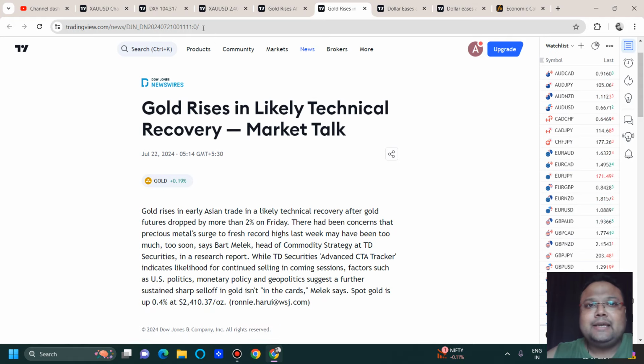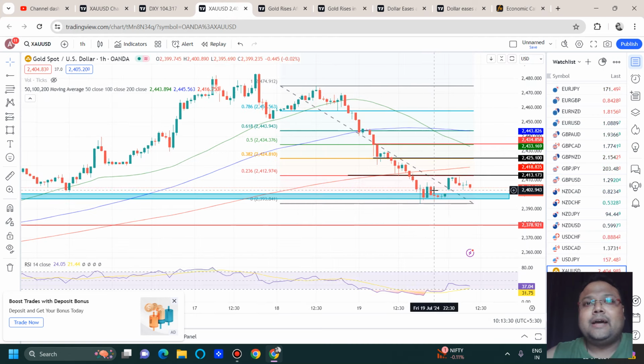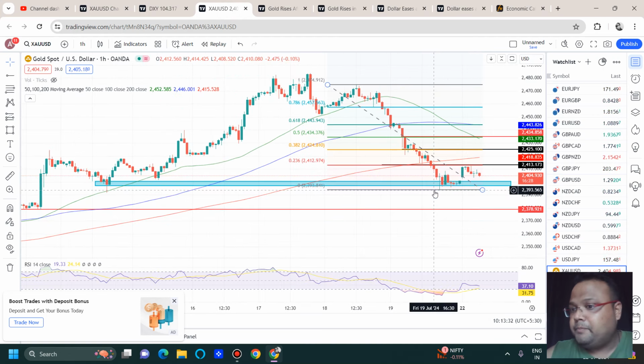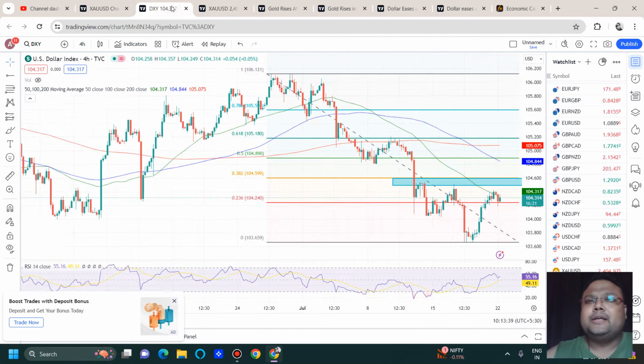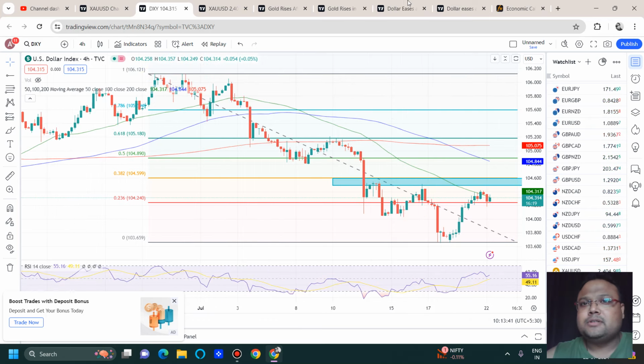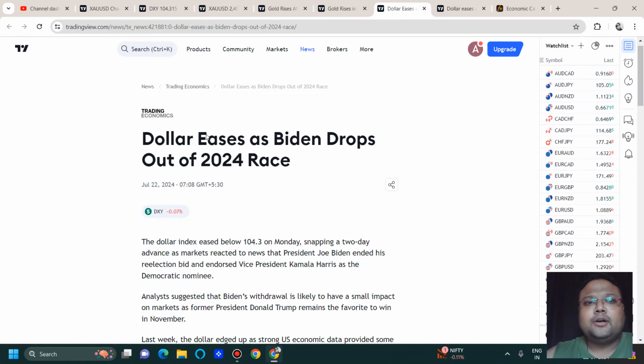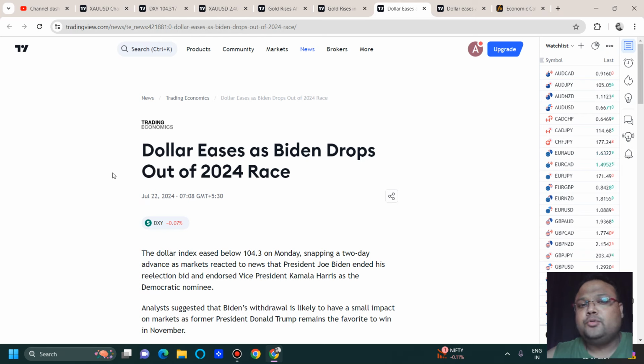So market is saying that whatever we are seeing right now is not because of any fundamental reason. It's just a normal technical recovery because there's a little softness in the dollar, and you can see dollar eases as Biden drops out of 2024 race. So this is the reason why dollar is showing some softness.